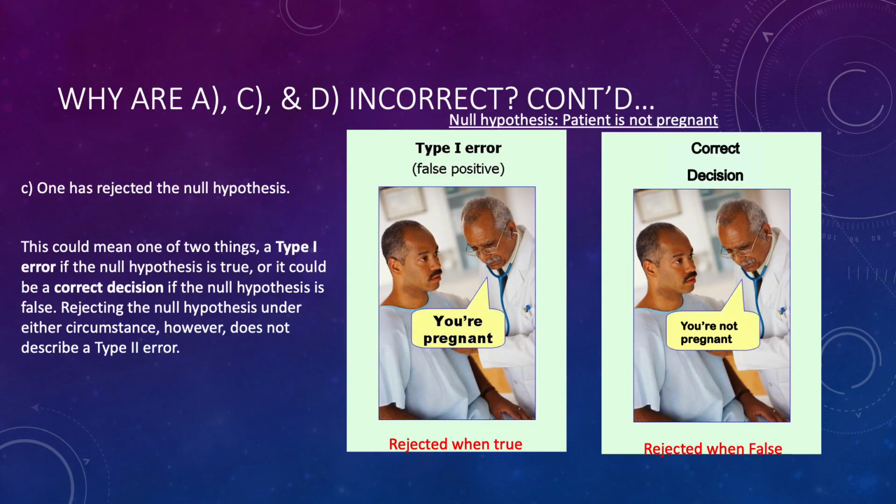For my next selected incorrect answer, which is C, one has rejected the null hypothesis. This could mean one of two things: a type 1 error if the null hypothesis is true, or it could be a correct decision if the null hypothesis is false. Rejecting the null hypothesis under either circumstance, however, does not describe a type 2 error.